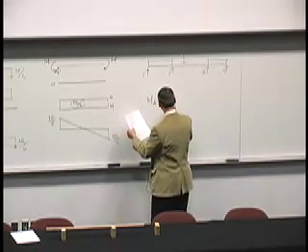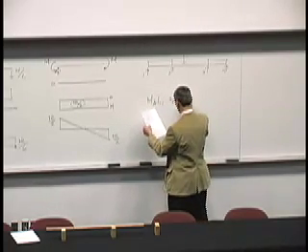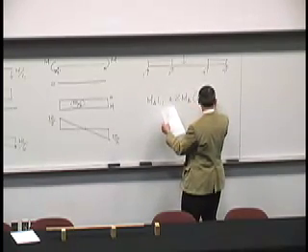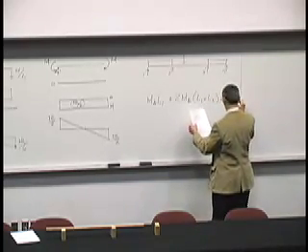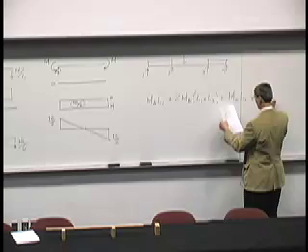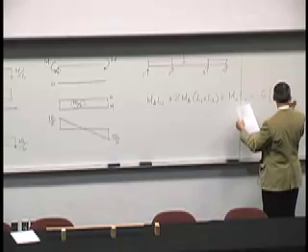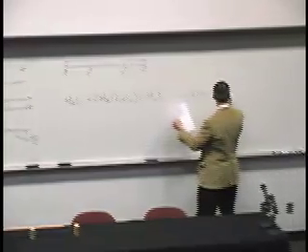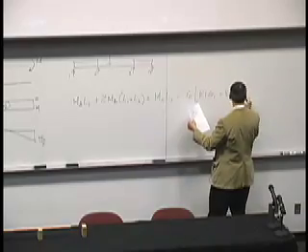M_A L_1 plus 2 M_B (L_1 plus L_2) plus M_C L_2 equals 6 EI theta, whoops, that's a Q. Q theta 1 plus EI. Now these equations here come from formulas that you've got to look up based on the load case.